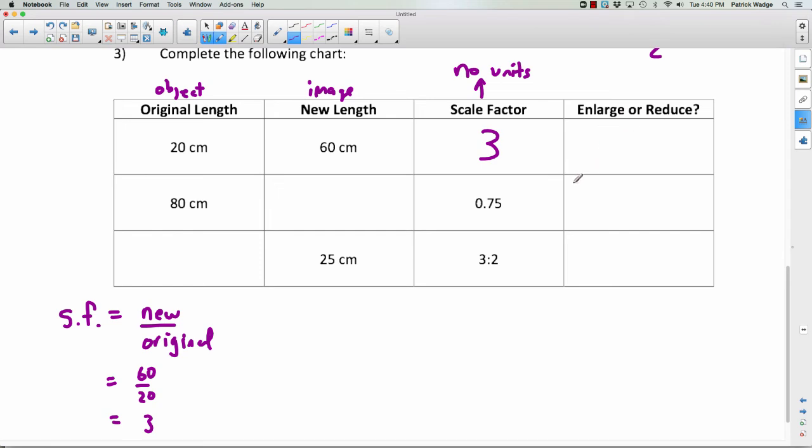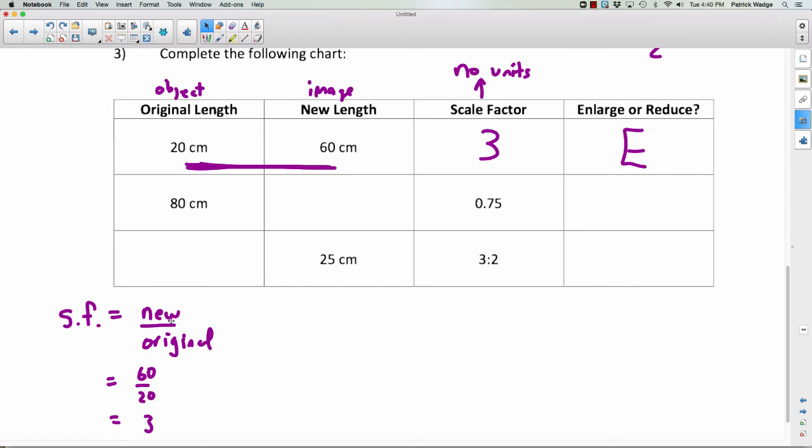So is this enlargement or reduction? Well, you should be able to answer that just by looking at this number 3. If it's bigger than 1, it is an enlargement. You should also be able to answer it just by looking at these 2 numbers. If it was 20 and it went to 60, that's definitely bigger. 60 is bigger than 20. That's an enlargement.